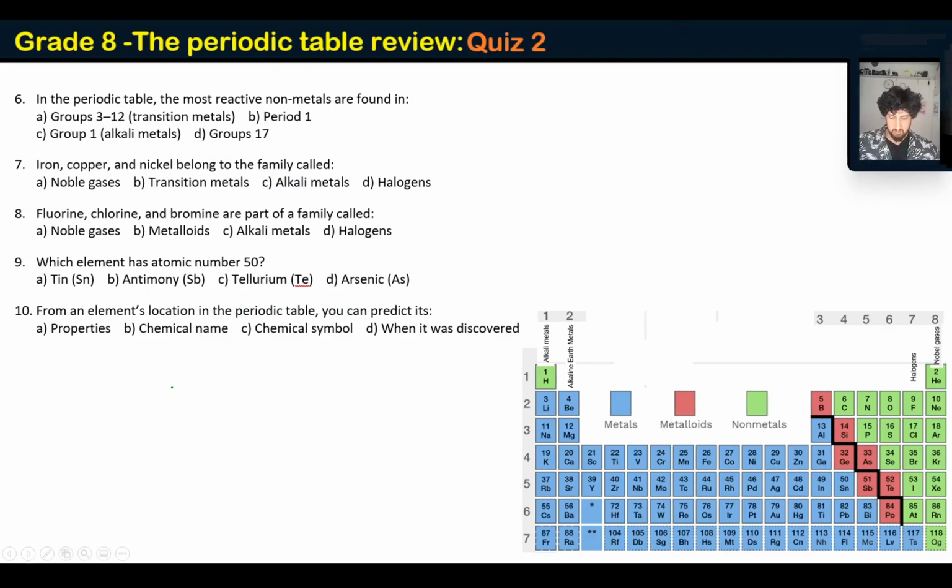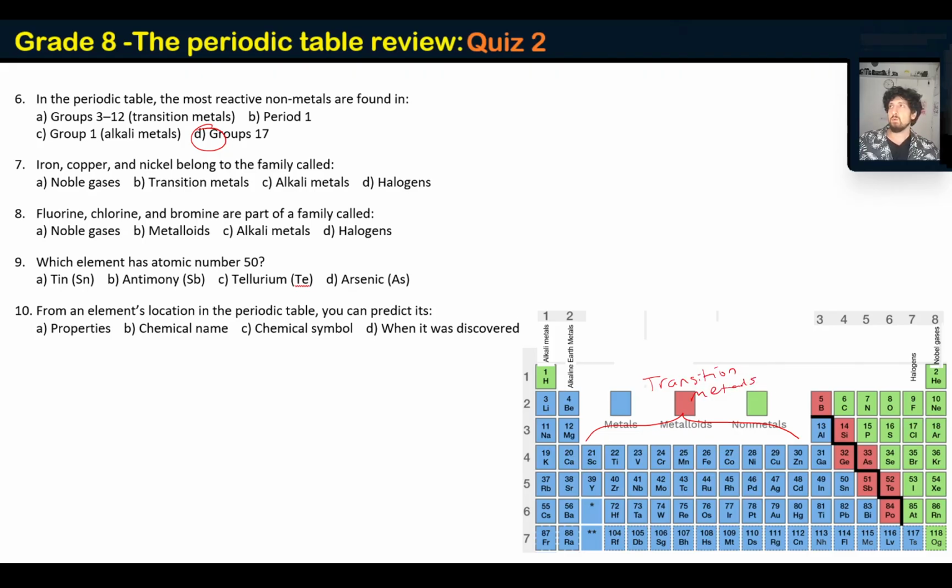Back to, I think I'm just going to go with red now. Back to red. In the periodic table, the most reactive nonmetals are found in. Oh, we just answered that. Group 17. Iron, copper, and nickel belong to the family of elements called what? Let's see. They are over here. What is this family called? This family is called transition metals.